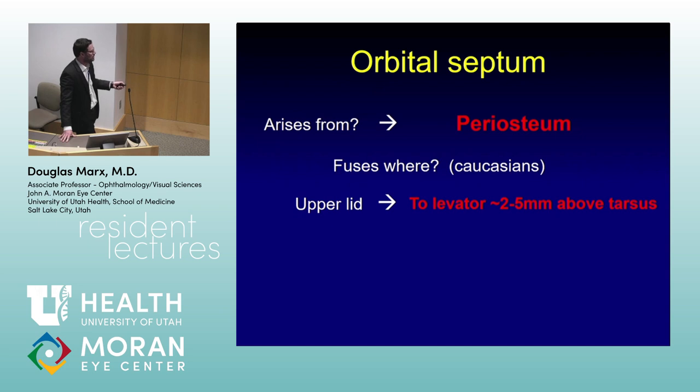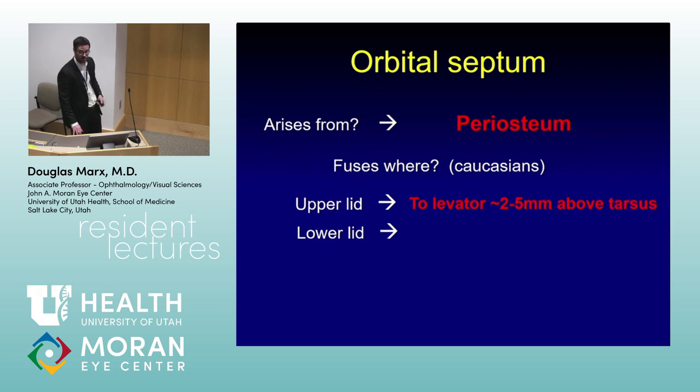But just realize the reason it has to stop there, the reason you have a lid crease, is because this does stop higher, and then the levator fibers can come forward and give you a lid crease. In a classic Asian lid, it doesn't do that. That's why it comes down much, much more inferior. We're going to talk about that in a second. It comes way more down, and that's why the lid crease is low. It all has to do with where the orbital septum attaches.